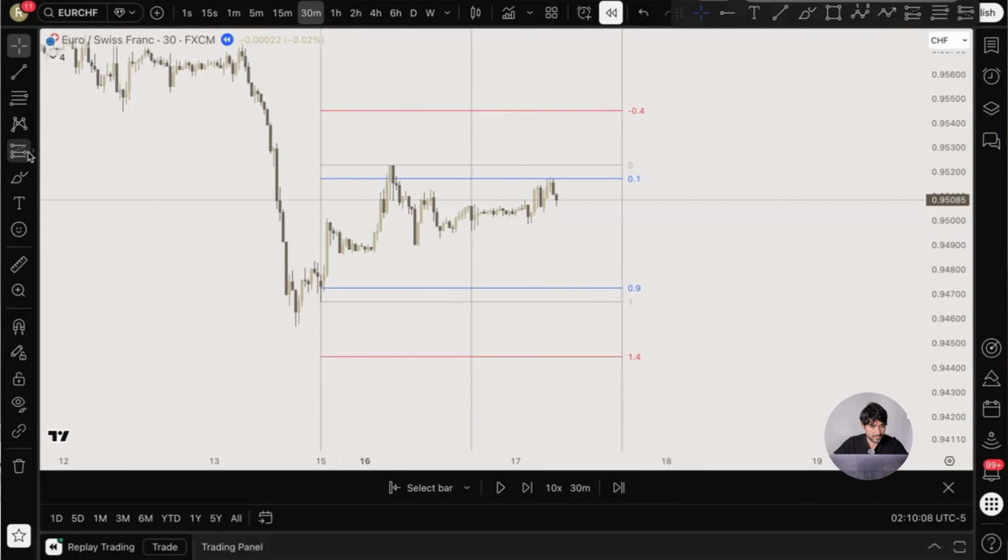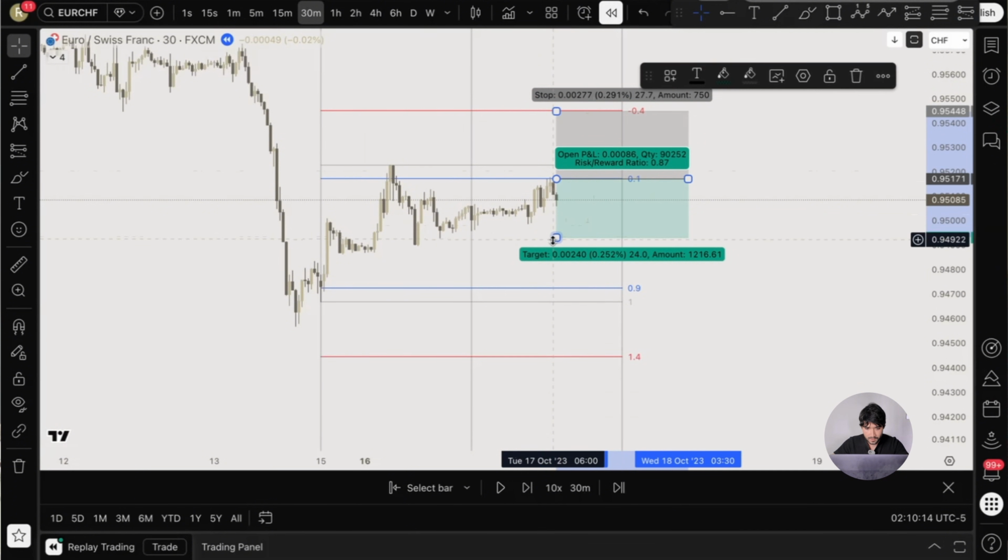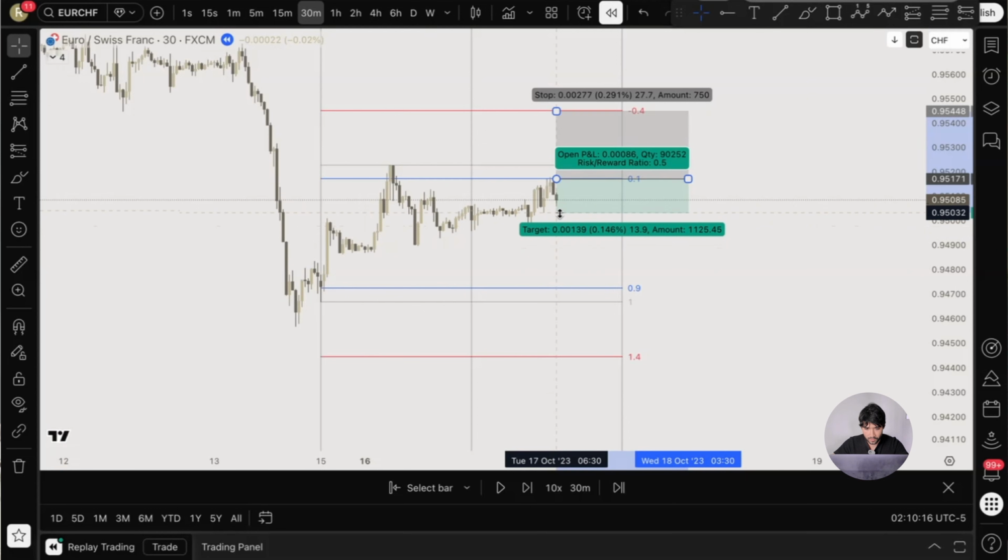Okay, beautiful. We have a sell entry hitting the 0.1 level. So that's going to be a sell right there, followed by a stop loss at this negative 0.4, followed by a 0.5 R take profit.